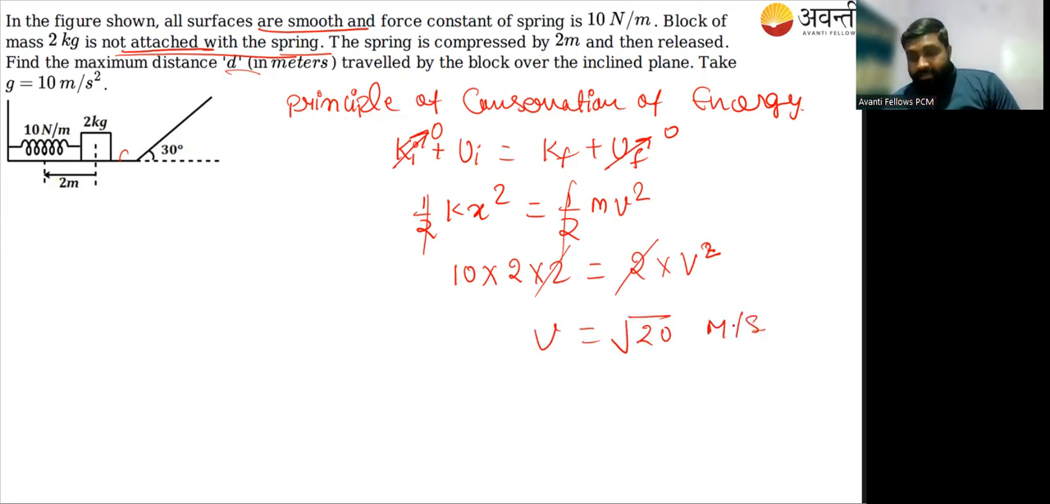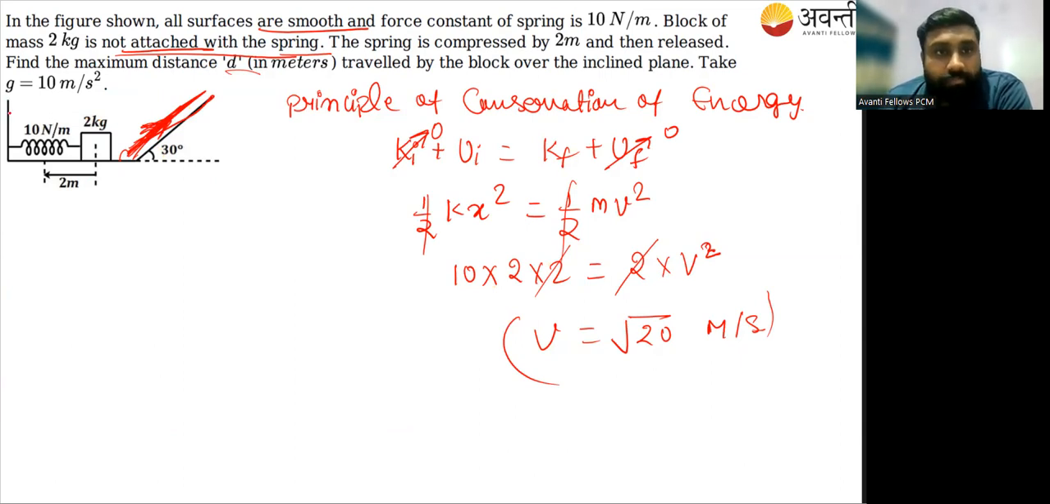Now you will be wondering what kind of answer this is. Obviously, root 20 is not the answer. Now we need to calculate the distance traveled over this inclined plane. When the block acquires this velocity, it starts climbing on this inclined plane with this velocity. So when the velocity becomes zero on this inclined plane, then we can say that is the maximum distance.